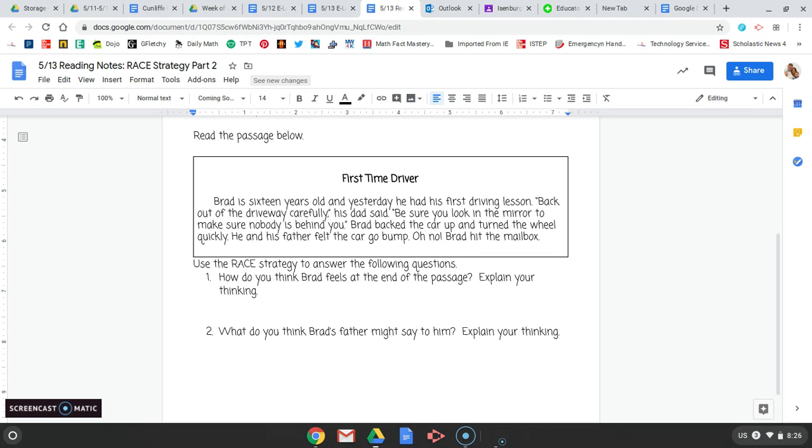Brad is 16 years old, and yesterday he had his first driving lesson. "Back out of the driveway carefully," his dad said. "Be sure you look in the mirror to make sure nobody is behind you." Brad backed the car up and turned the wheel quickly. He and his father felt the car go bump. Oh no, Brad hit the mailbox.